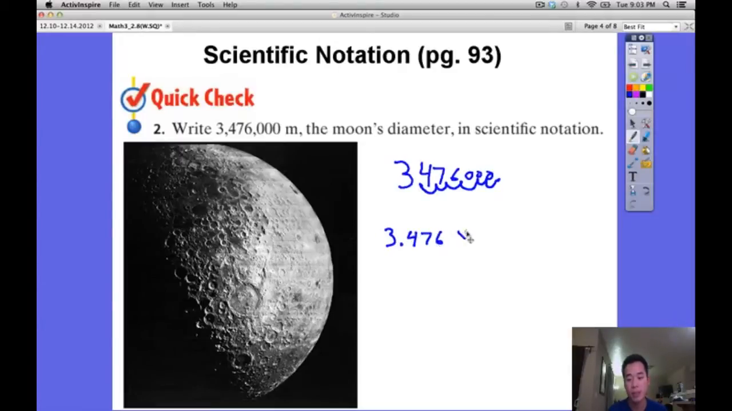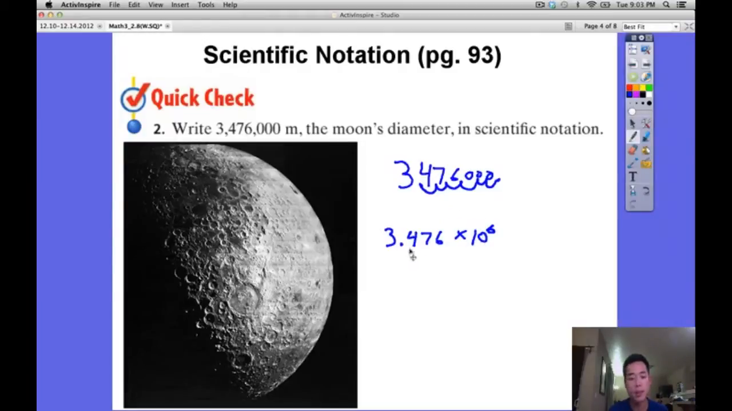3.476 times 10, because we're all on the base of 10. Base of 10 means I can move the decimal right or left, and I just count: 1, 2, 3, 4, 5, 6, and put that superscript right there. And that is 3.476 times 10 to the 6th power. When I write that out in standard form, it should be the same.